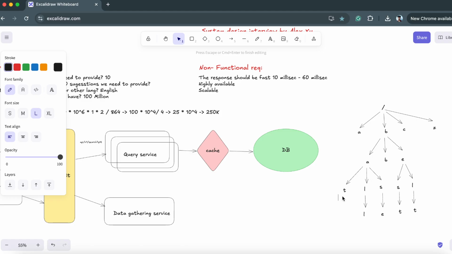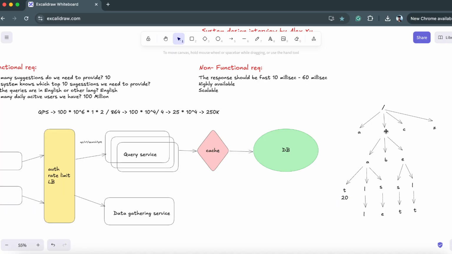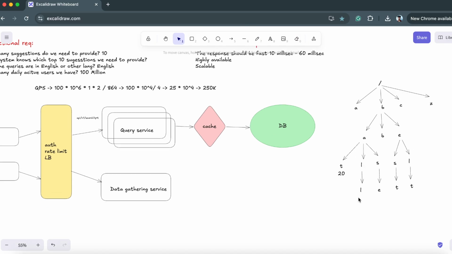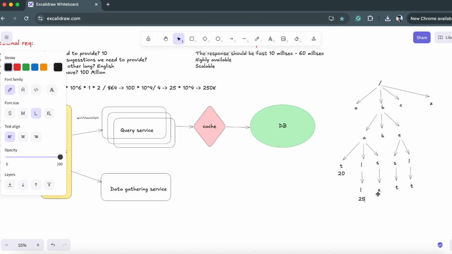Let us suppose BAT has appeared 20 times. Then the next word is BALL, which has appeared, let us suppose, 25 times. Next is BASE, which has appeared 15 times. Last is BEST, which has appeared 40 times. And BELT appeared 10 times.